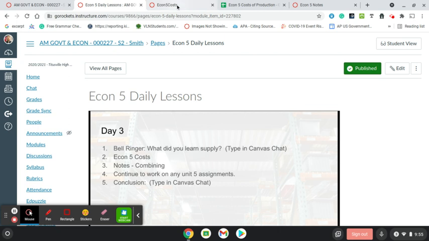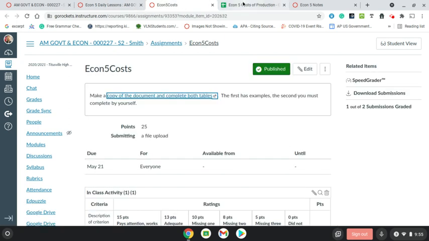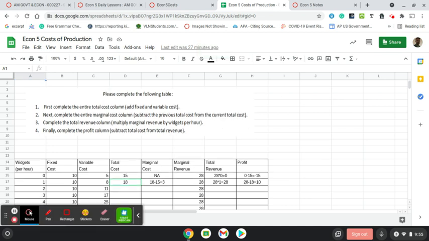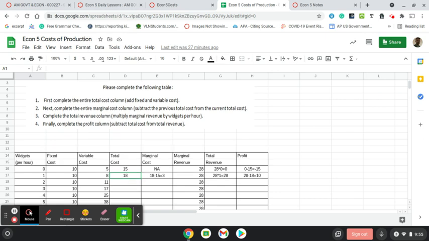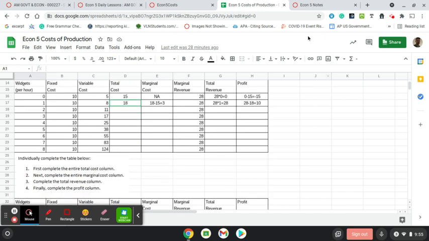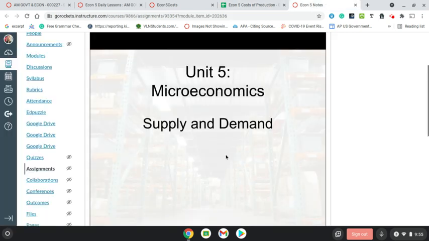Hopefully, you had time to at least start on the cost activity, in which you, of course, need to calculate the total cost by adding fixed and variable, the marginal cost by taking the current total cost minus the previous total cost, the total revenue, which is marginal revenue times units per hour, and the profit, which is total revenue minus total cost. So there's two tables there. Make sure that you do both of those before you turn it in.